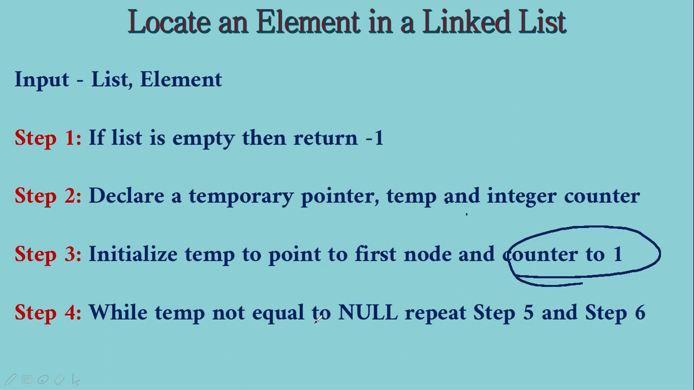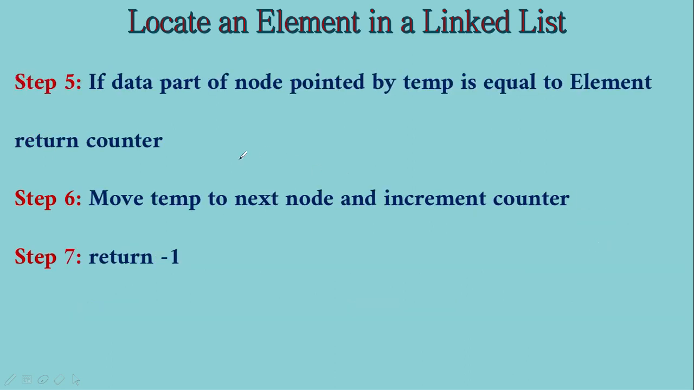And while temp is not equal to null, we are going to repeat steps number 5 and 6. What do 5 and 6 tell? Step number 5 tells you to check the data part of the node pointed by temp, and if it is equal to the element, then we are going to return counter. Otherwise, we are going to move temp to the next node and increment the counter as well. If my algorithm or code reaches step number 7, that indicates that the element I am searching for is not present in the list. So in that case, we have to return -1.